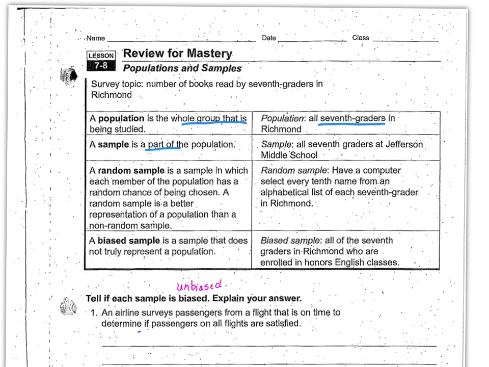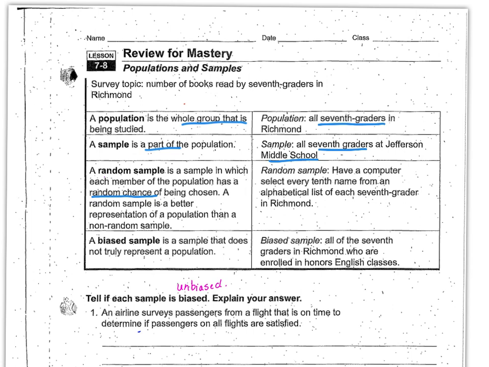So in our example, it might be 7th graders at one middle school, Jefferson Middle School. We could use this in Kokomo. You know, they could look at all 7th graders in Kokomo and just survey those that are from Northwestern. Okay, here's the thing. A random sample is a sample in which each member of the population has a random chance of being chosen.